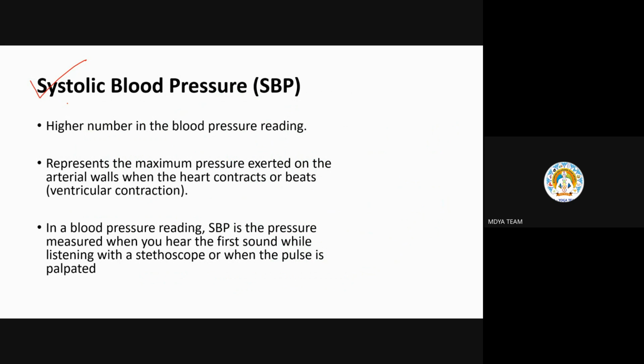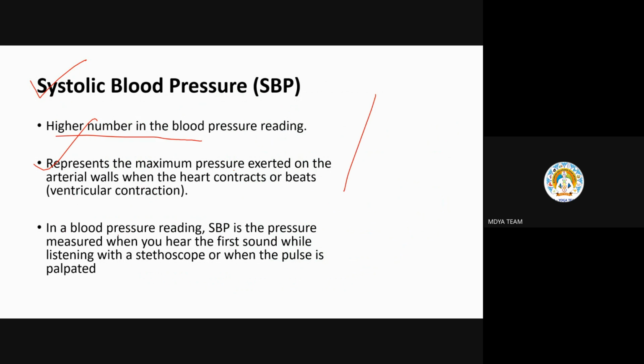that it's a problem. Now systolic, which one? Upper number or lower? Upper, ma'am. Yes, upper. So the higher number in the blood pressure reading represents, you can read this, it's very easy, the maximum pressure exerted on the arterial wall. As I told you, the maximum pressure at the time of lub dub, as the pumping of the blood happens. That time it is maximum pressure. Therefore, the highest number is there.